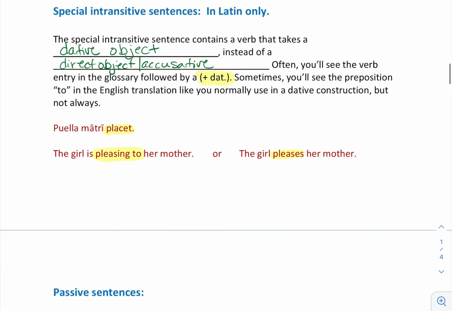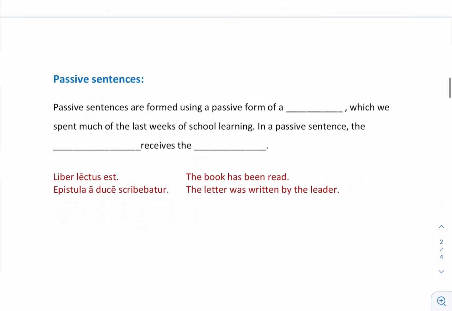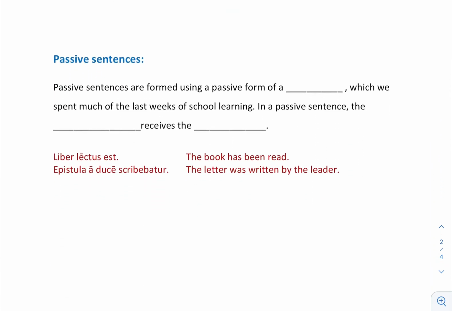All right, let's talk about passive sentences. The thing we learned last, at the end of the year, remember the Zombies project? Passive sentences are formed using a passive form of a verb, which we spent much of the last weeks learning. In a passive sentence, the subject, remember that, receives the action. Remember I told you, if you can say by zombies after the verb, then you know that it's a passive sentence.